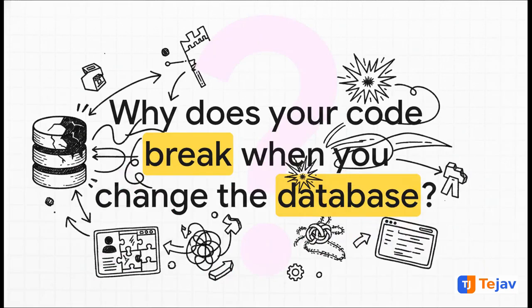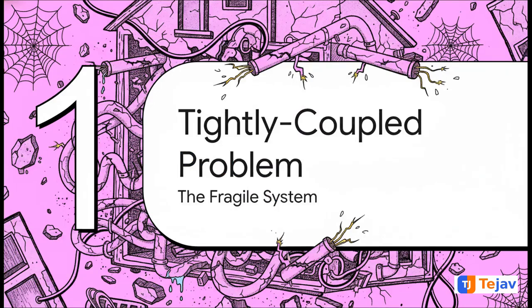Let's just kick things off with a question that, well, it probably hits a little too close to home. I mean, come on, you've been there, right? You decide to swap out your database, or maybe you just tweak a tiny little thing in the UI, and suddenly the whole system just falls apart. It's a classic symptom of a fragile, tangled mess of an architecture. And this fragility? It all comes from a problem called tight coupling.